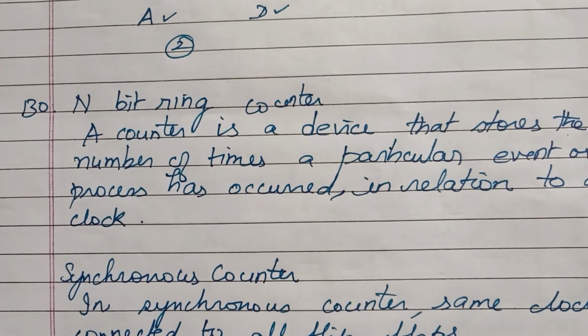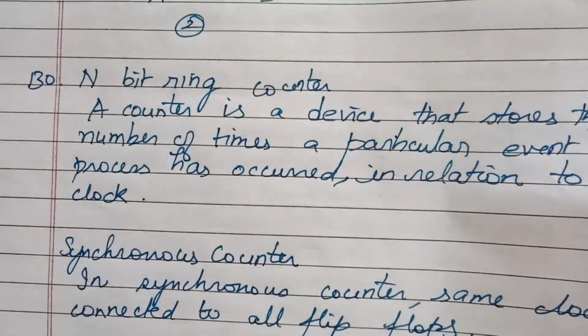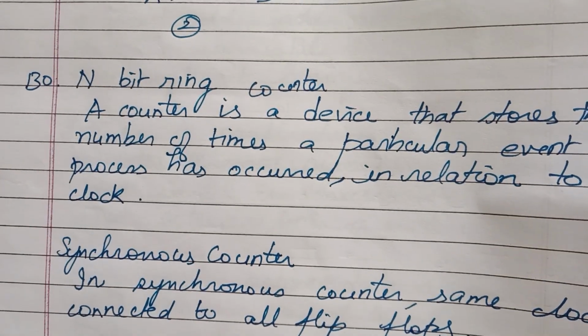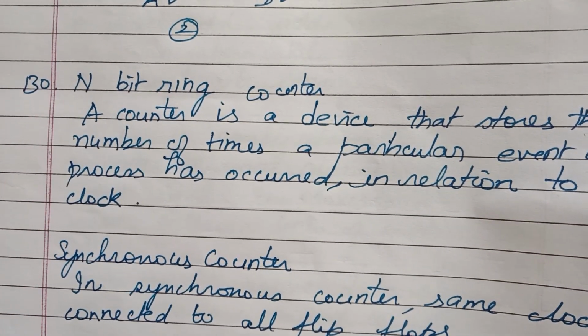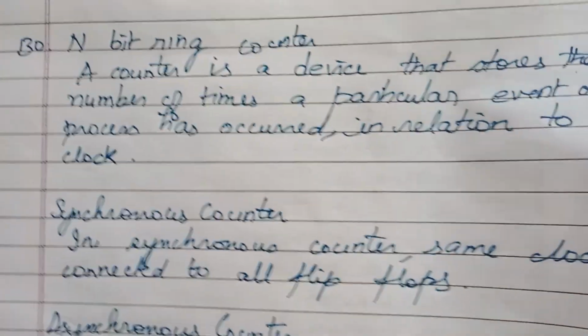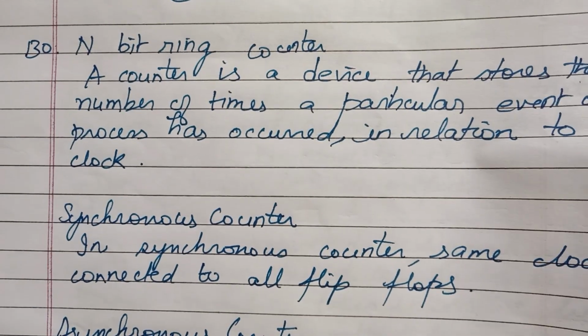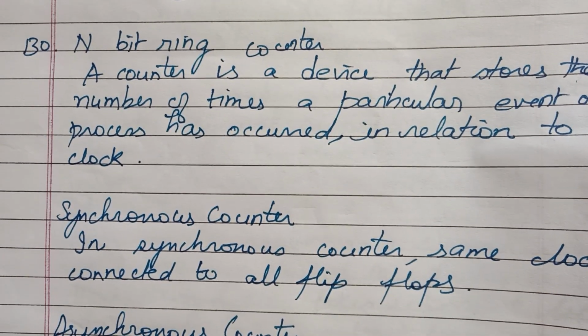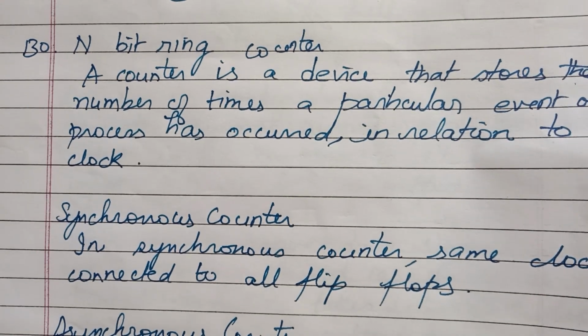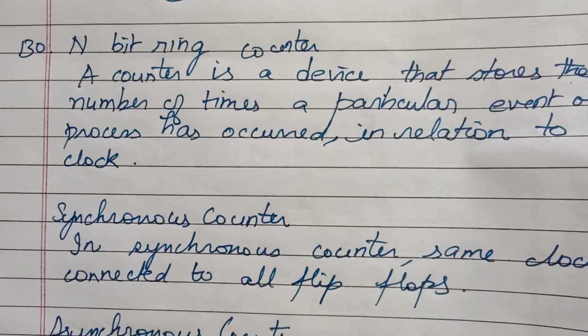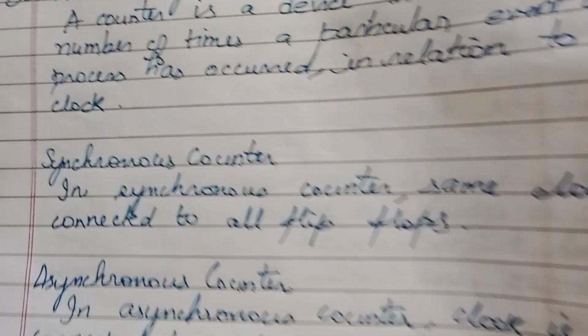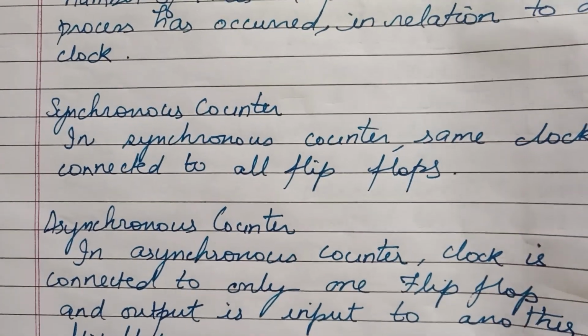An n bit ring counter is a counter. So what is a counter? It's just a device that stores the number of times a particular event or process has occurred in relation to a clock. That is what a counter does. So what is a synchronous counter? In a synchronous counter, the same clock will be connected to all the flip-flops. All the devices have the same clock connected, which means it is a synchronous counter. Asynchronous counter means what?